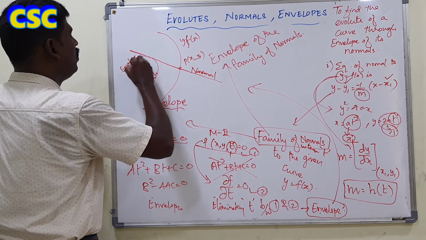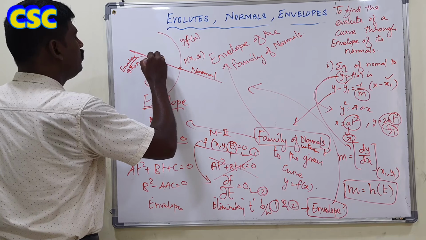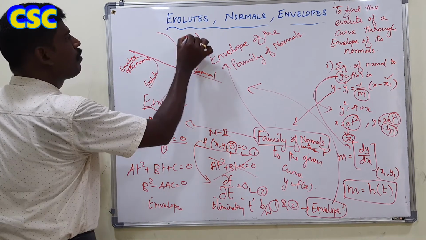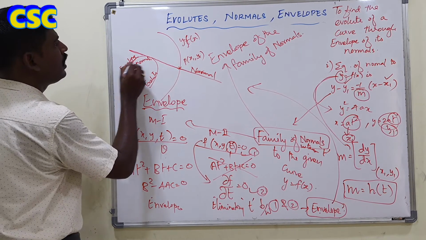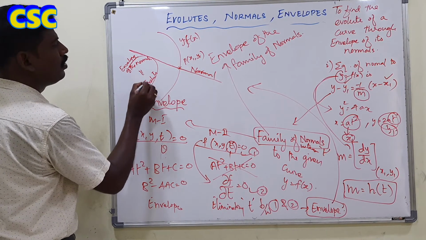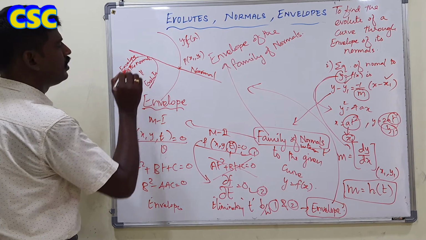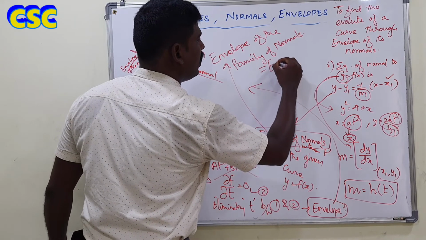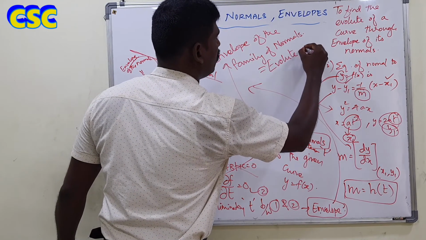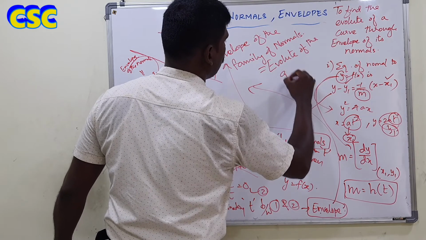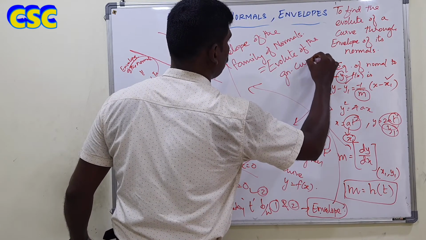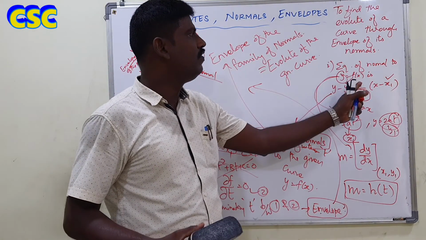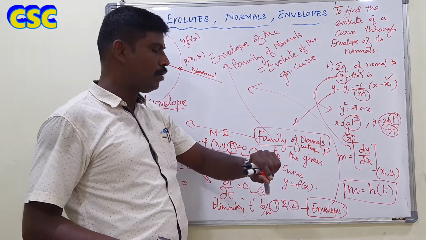Envelope of the normals. Why? This curve touches the normals, right? Each and every normal to the curve. So this is called the envelope of the normals. This is equal to the evolute. So we call this same curve the evolute. We find the envelope of the family of normals, which is nothing but the evolute of the given curve. So now I am going to find the evolute of the given curve through the envelope of its normals, right?